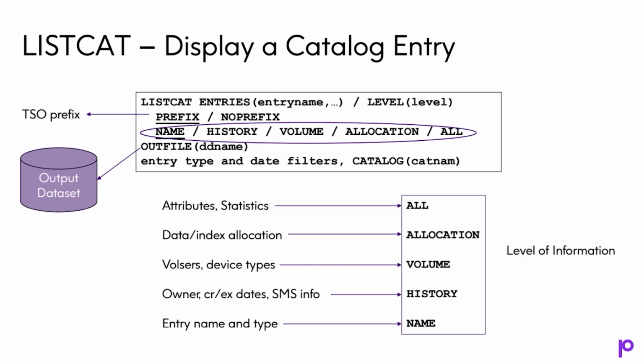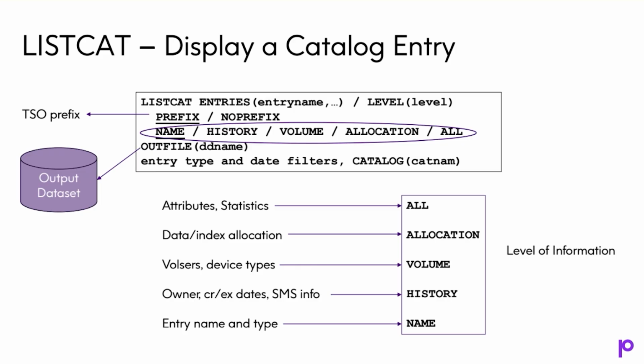Listcat entries, and I can specify multiple entry names, and if I want, I can specify the entry type. Perhaps I'm only interested in key sequence data sets, or only in non-VSAM data sets, or only in GDG entries. So I can display the entry, I can specify one or more entry names, which might be a mask, and I can specify a high-level qualifier or some number of high-level qualifiers, but the masking is rather limited in listcat.